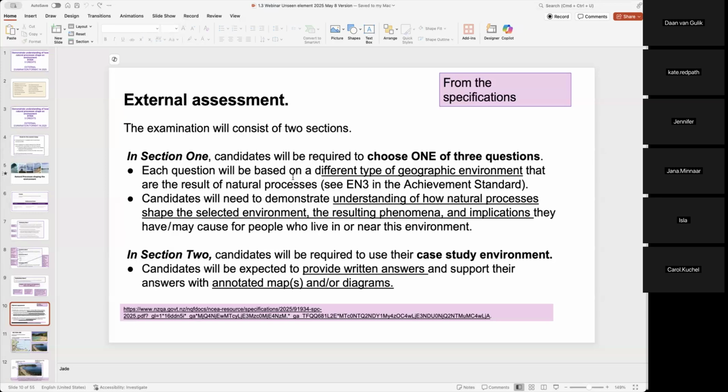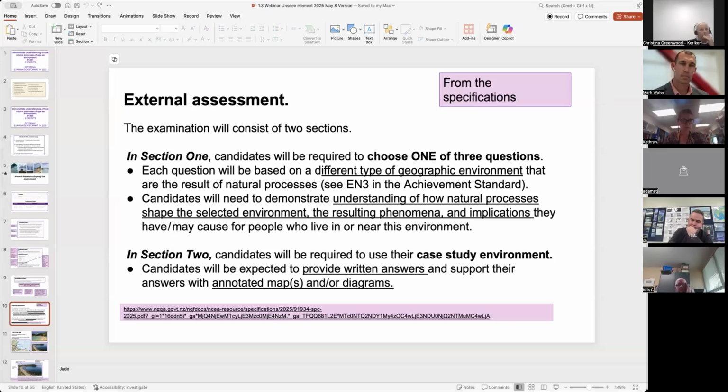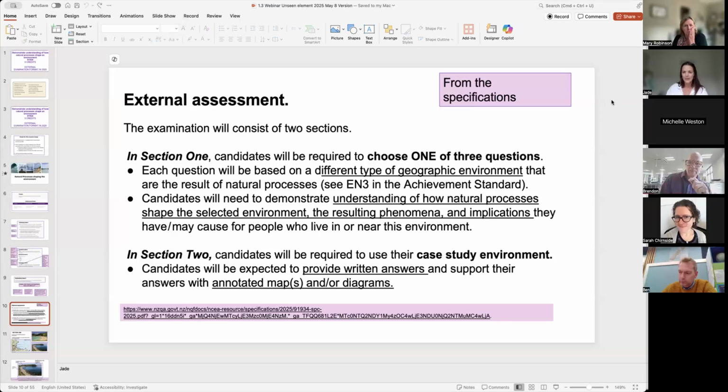Now, Christina, I think there's a question you have just said: do they have to choose different processes in section 1 to their case study? No, they can answer on whichever environment they want. If there's an environment that comes up that has the same processes as the one you have learned as a case study, they are welcome to extrapolate what they know and apply it to section 1 as well. So Mary's going to talk you through what we think section 1 could look like. And we sort of do our thinking based on the sample exam.